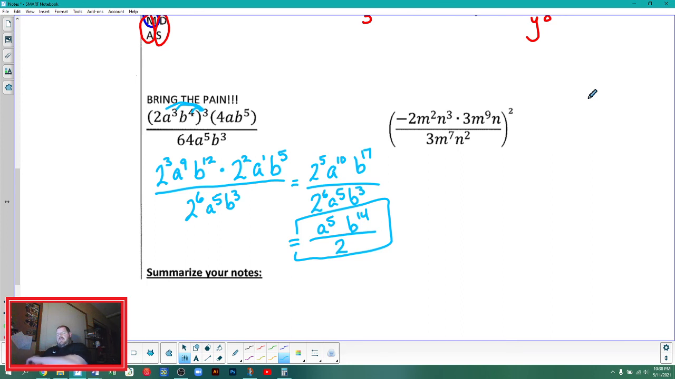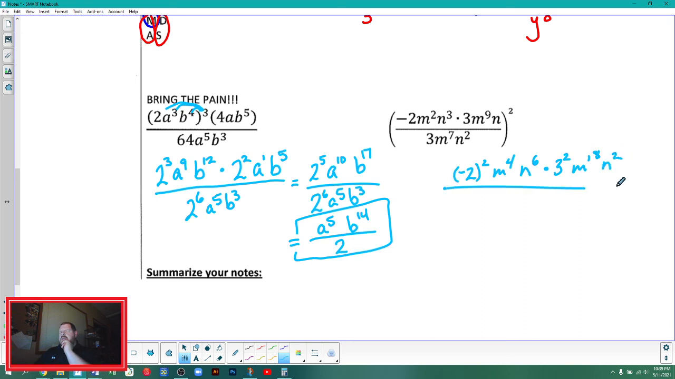The next thing I have is a huge kind of exponent distributive problem. I want to put that 2 on absolutely everything. So I'm going to have negative 2 squared. M already has a 2. 2 times 2 is 4. N has a 3. 3 times 2 is 6. The multiplication doesn't faze me. I'm just working with it. 3 squared. M has a 9, and I'm multiplying it by 2, so that's 18.